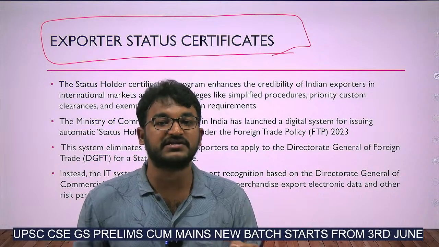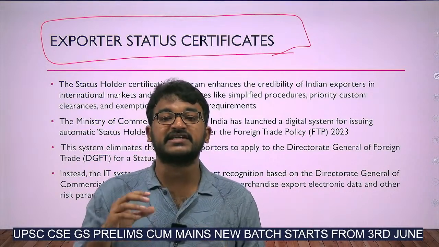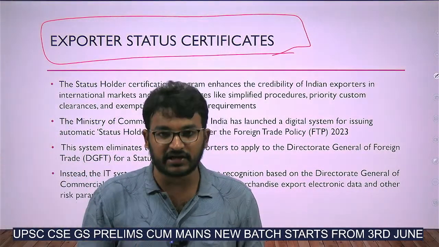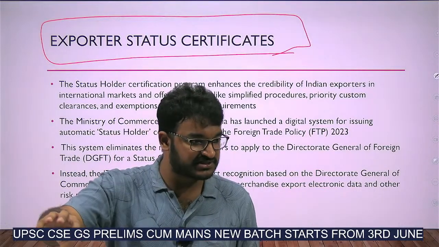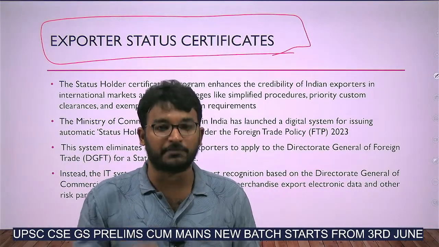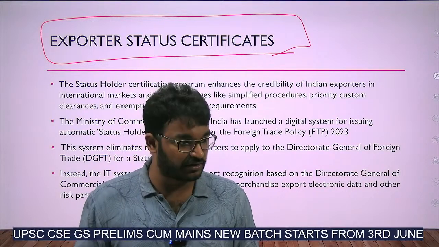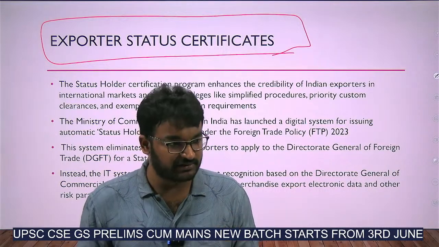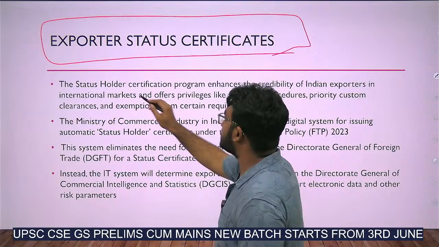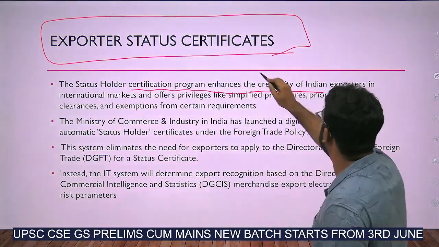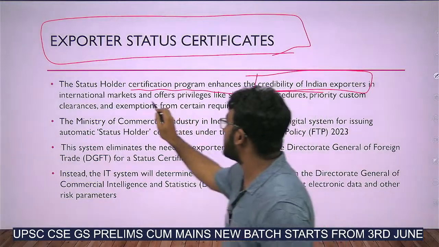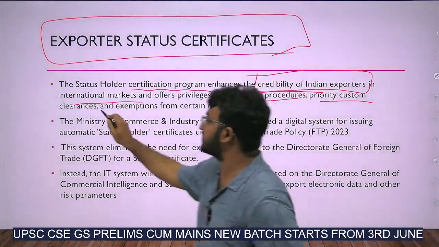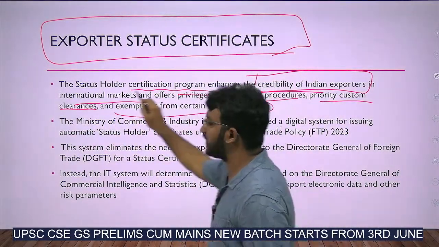If he has been awarded this exporter status certificate, he will be getting some benefits in other countries while he is exporting his goods, like easier customs process. He will be given preference for clearing approvals, because he has already been recognized by the Indian government as a credible exporter. That's why this status holder certification program enhances the credibility of Indian exporters in international markets. And what are the privileges they will be getting? Simplified procedures, priority customs clearances and exemptions from certain requirements.